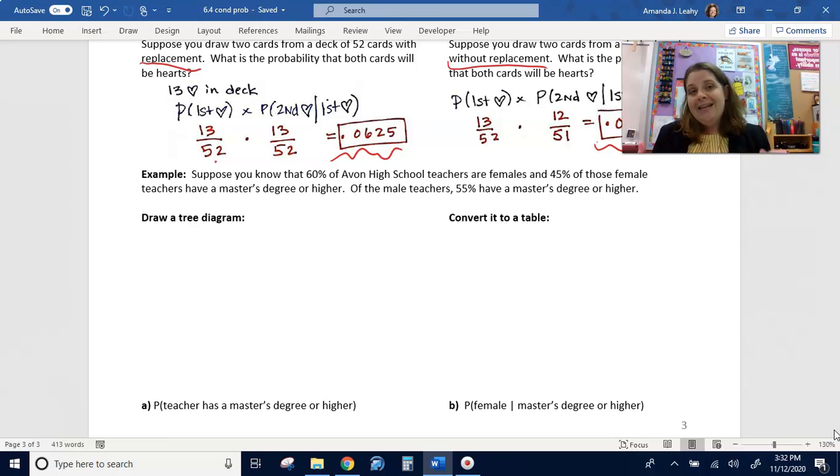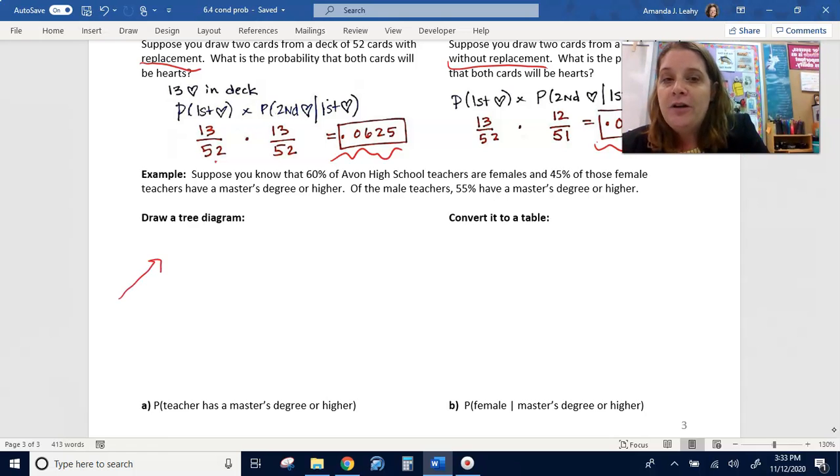So to do this, anytime you start seeing percentages of percentages, instead of making a table like we did yesterday right away using raw counts, the way you want to start is by drawing a tree diagram. So let's get this started. I know that we've got females and males, and I know we have teachers with master's degrees and not master's degrees. When I look at the master's degree, it says of the males and of the females, so that's going to be the second branch. So we're going to start with our tree diagram.